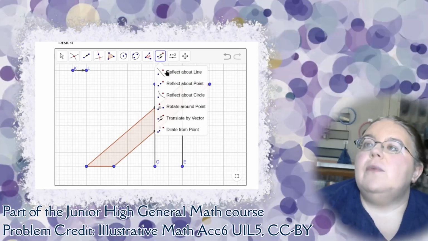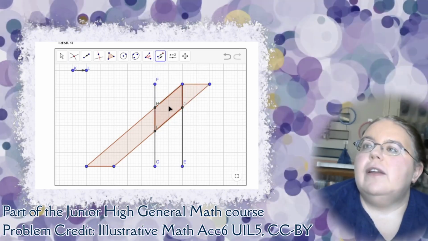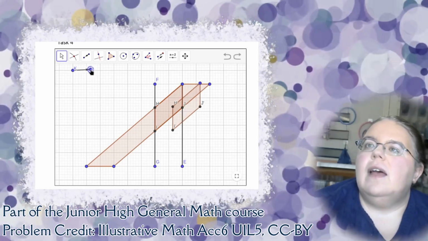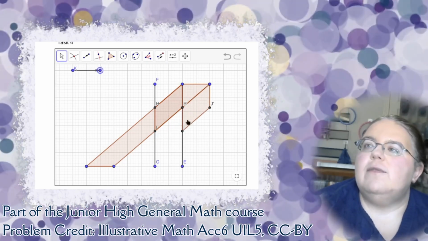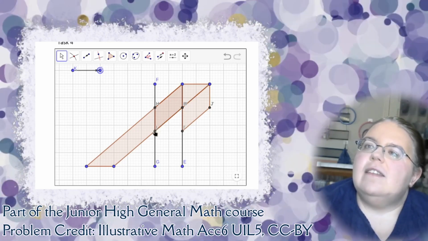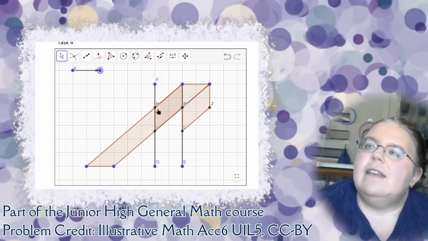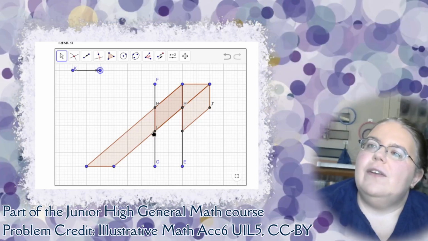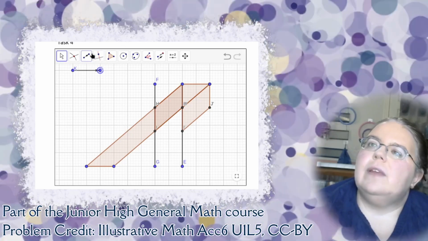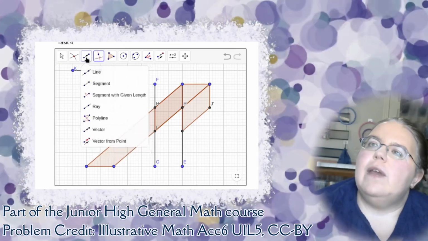And then I will translate this polygon by this vector, adjust the vector until it lines up. So I see that the next polygon I need is going to need to start here, and I think it would go to about here. So I'll draw the height in there also.